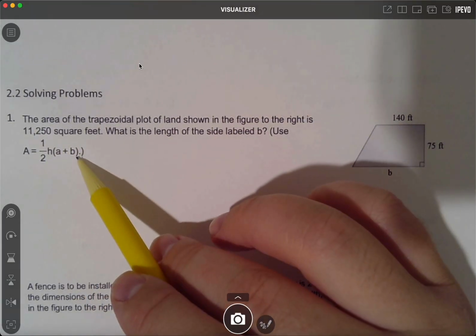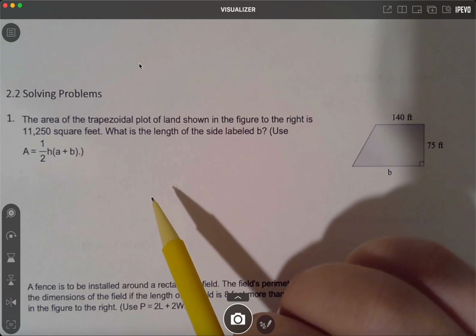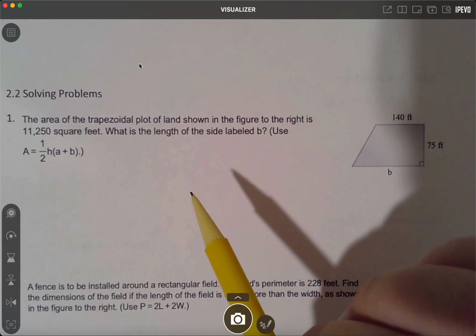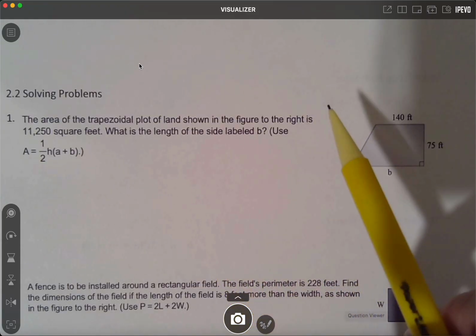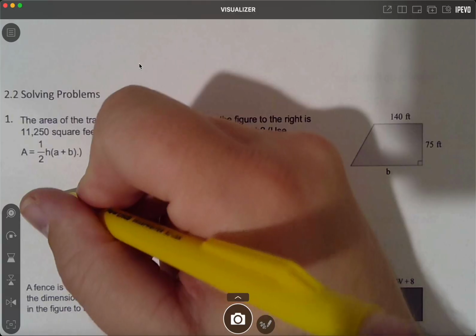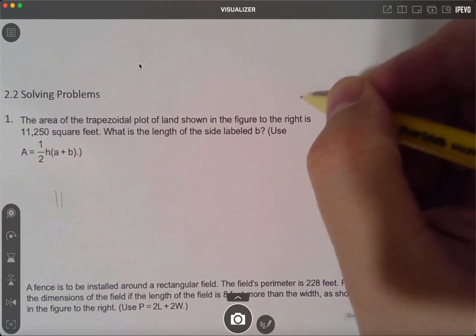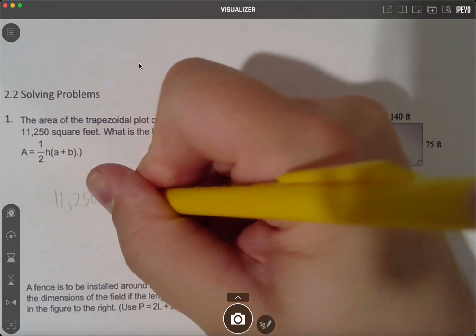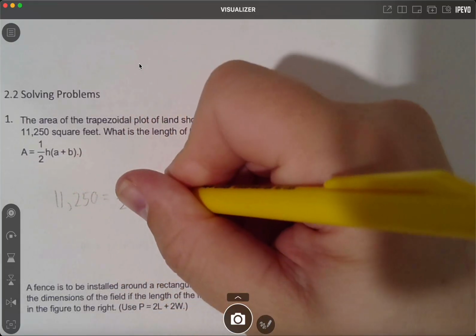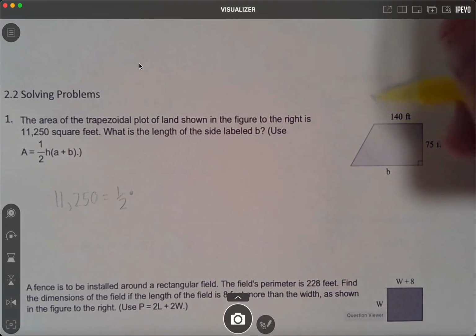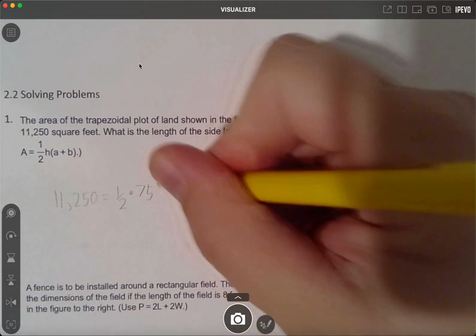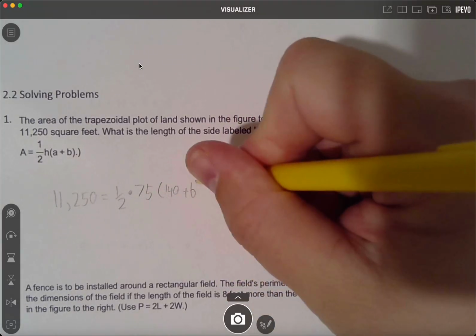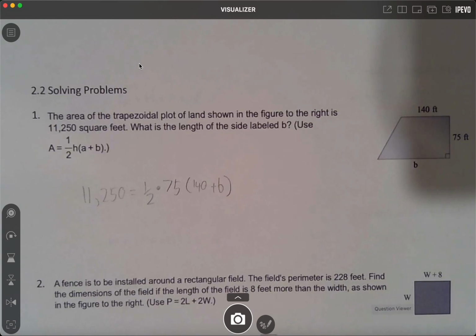The A and B, if you remember from geometry, should be the parallel sides, and the height is the one that should be making 90-degree angles with both of them for a trapezoid. So in that case, the capital A is going to be the area, the 11,250 that we were told, and we then have a 1/2, and the height, the thing that's not parallel, is the 75. And then we have the 140 for A, and we want to find B. So that's going to be our initial setup there.